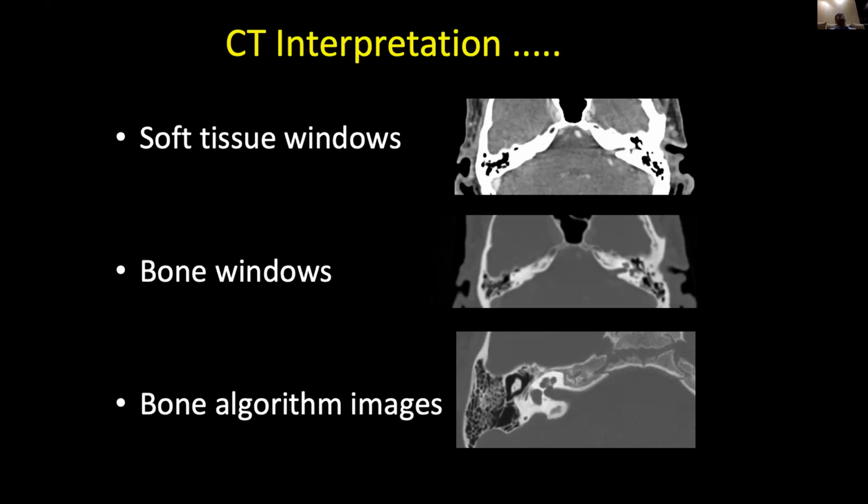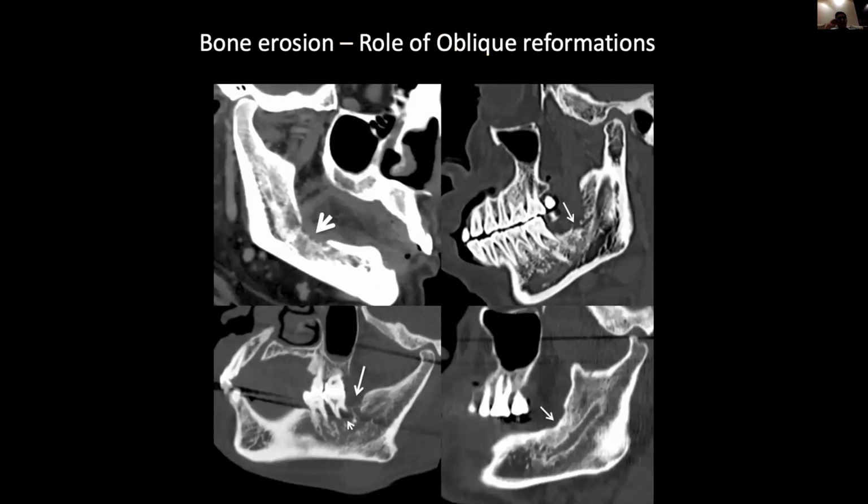So it must be a preset in your department that bone algorithm images are included in any head and neck imaging being done. Bone algorithm images will help in the skull base. They will help in the mandibular assessment. They will help in the cartilage assessment in the larynx also. It is required in every part of head and neck imaging. As I said, oblique reformats, and this is a classical example.